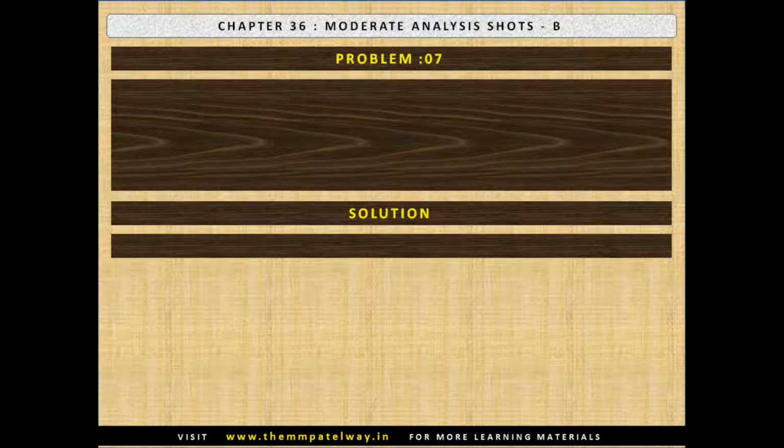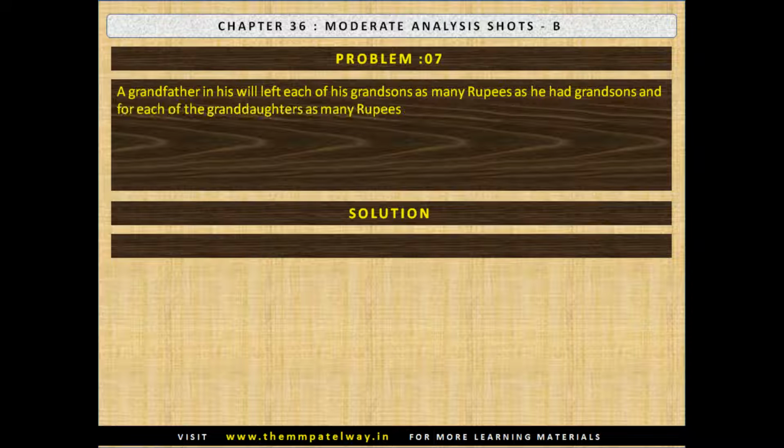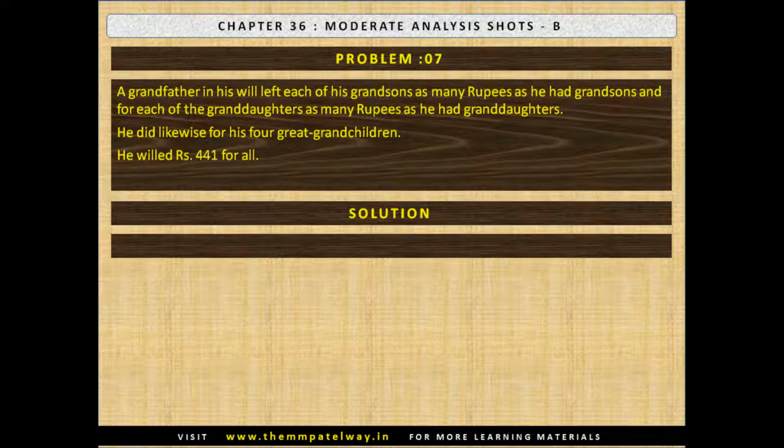Problem number 7. A grandfather in his will left each of his grandsons as many rupees as he has grandsons, and for each of the granddaughters as many rupees as he has granddaughters. He did likewise for his 4 great grandchildren. He willed rupees 441 for all. How many grandsons and granddaughters does he have? Now stop the video and solve the problem.